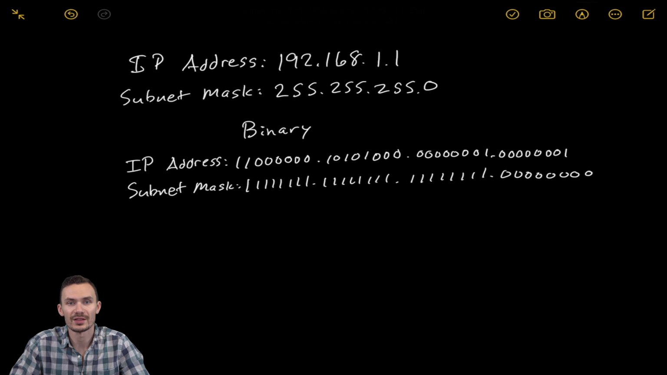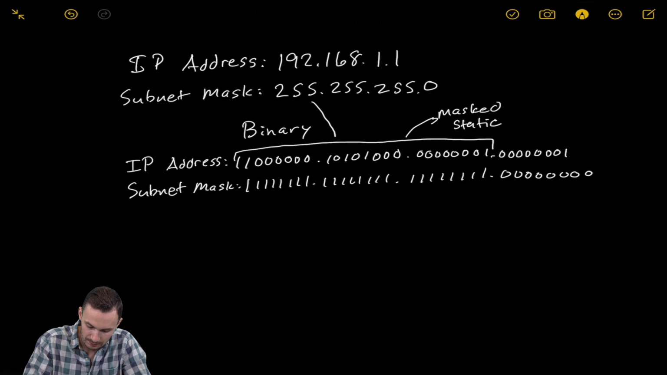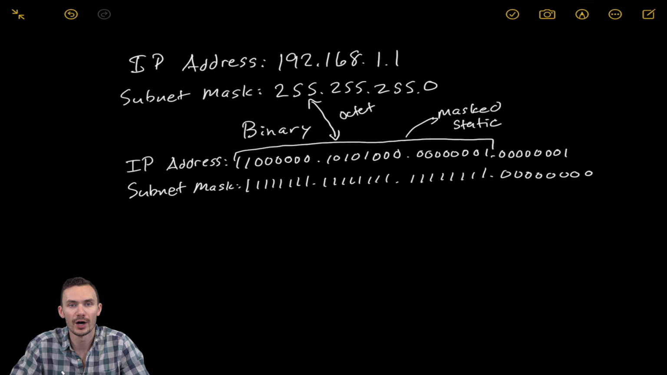Next, we see that the first three octets of the IP address, or numbers separated by periods, are masked by the first three octets of the subnet mask. They are masked because all the binary bits of the subnet mask are ones. This means that this portion of the IP address is not allowed to change for this network.